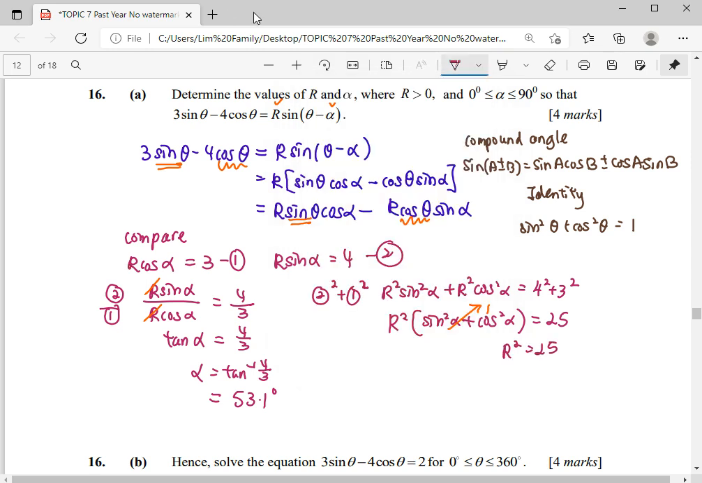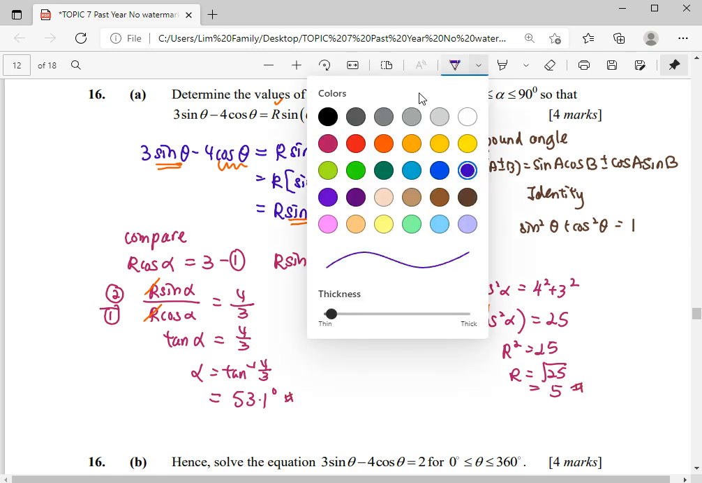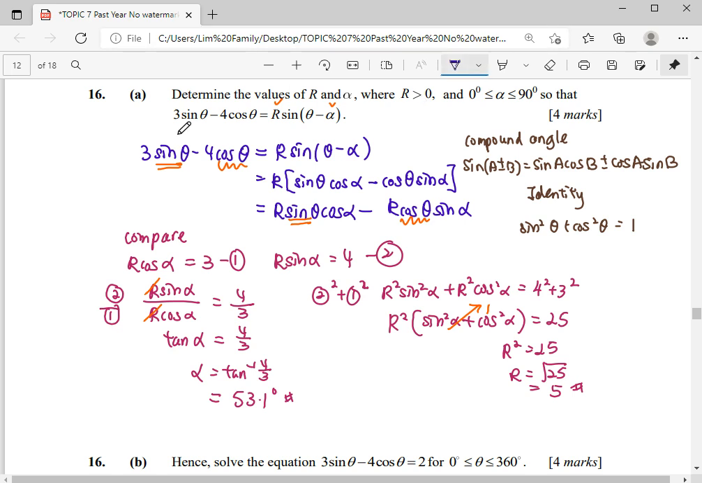We're not going to consider the negative value, although when we take the square root of 25 it can be positive or negative, but our r only considers the positive value. So we will just focus on the positive value, square root of 25, which equals 5. So now we managed to find our constants alpha and r, which means we can go back to the original question.